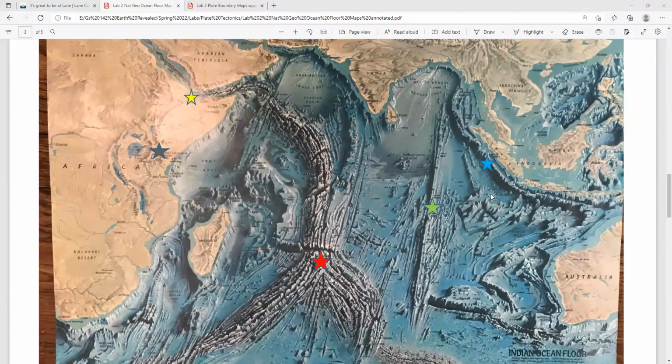And is it going together or is it coming apart? Right? One of them's divergent, one of them's convergent. Which one is it? They're coming together, right? The plates are moving towards each other. So what is that? What do we call that type of boundary?